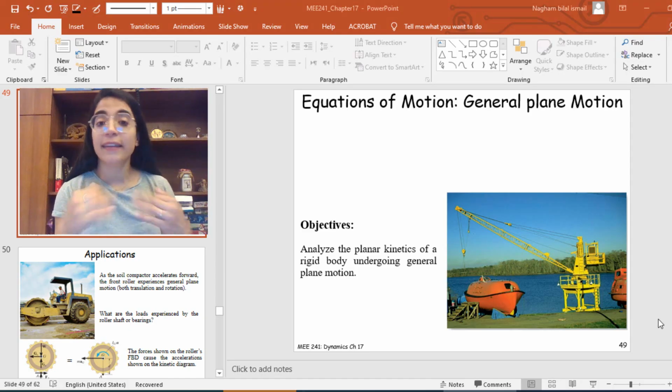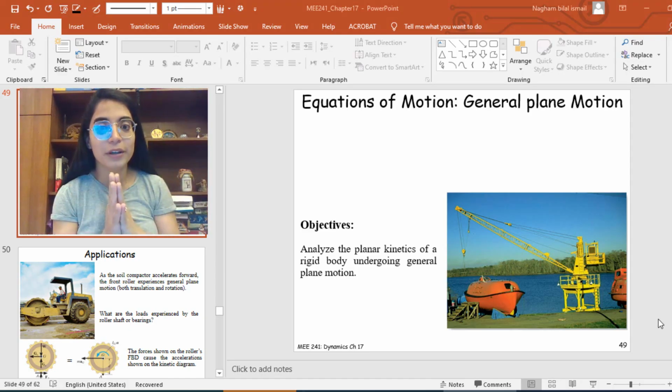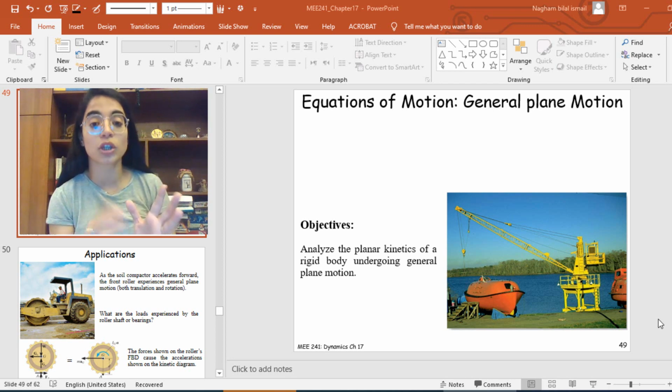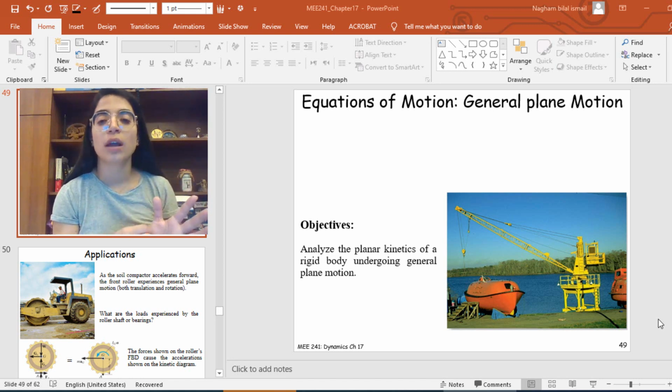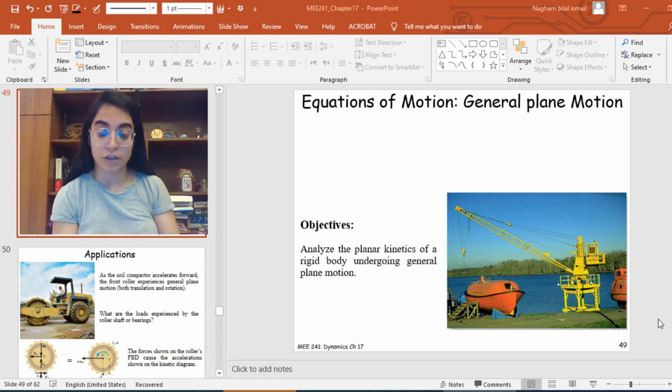Welcome back, guys. In this last part of this chapter, we're going to talk about the general plane motion in kinetics for a rigid body. In the previous chapter, we talked about the general plane motion kinematics, and we said that a general plane motion means that I have a translational motion as well as a rotational motion. And in this case, we applied the relative motion analysis to find the velocity as well as the acceleration.